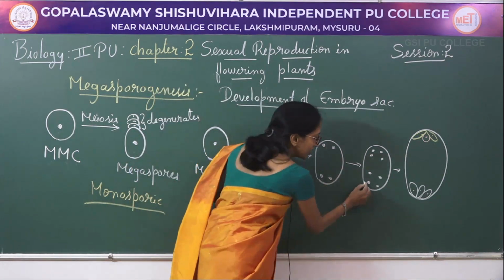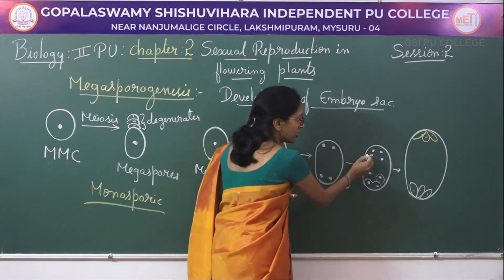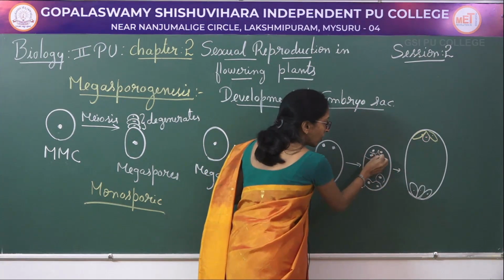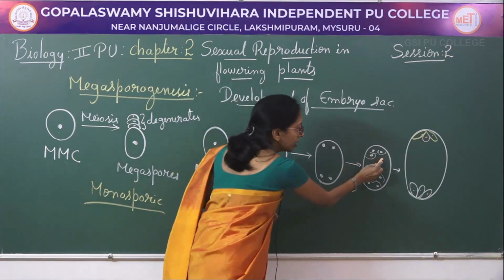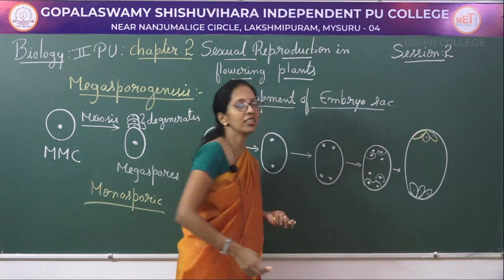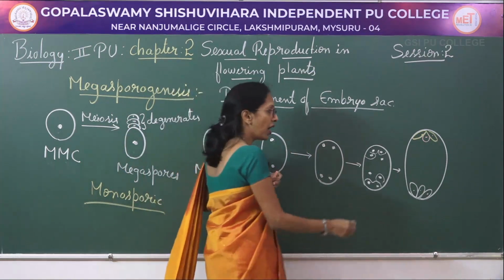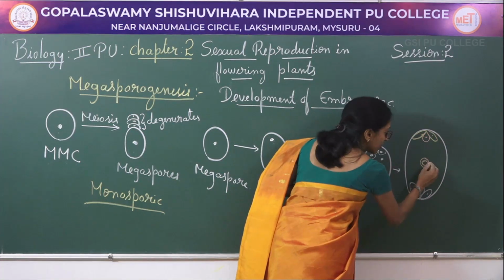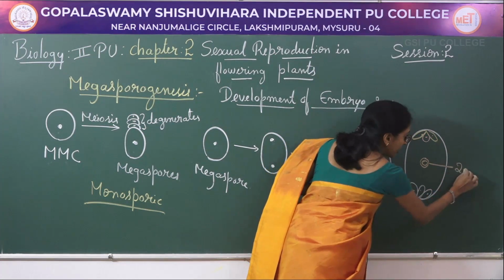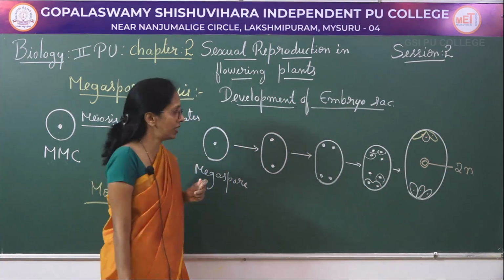So here these 3 now organize into antipodals, these 3 now organize into the egg apparatus. The remaining 2 nuclei, that is nothing but the 2 polar nuclei, now come in the center, and this is said to be diploid in nature, and this is said to be the secondary nucleus.